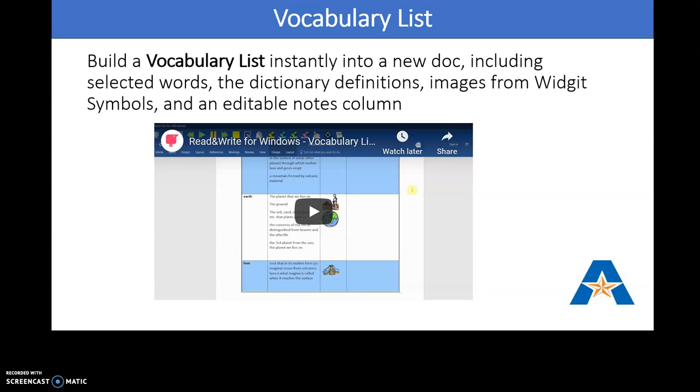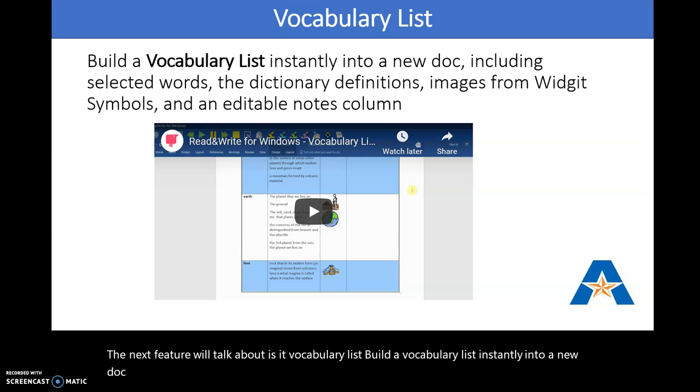The next feature we'll talk about is a vocabulary list. Build a vocabulary list instantly into a new doc, including selected words, the dictionary definitions, images from widget symbols, and an editable notes column. Let's watch.